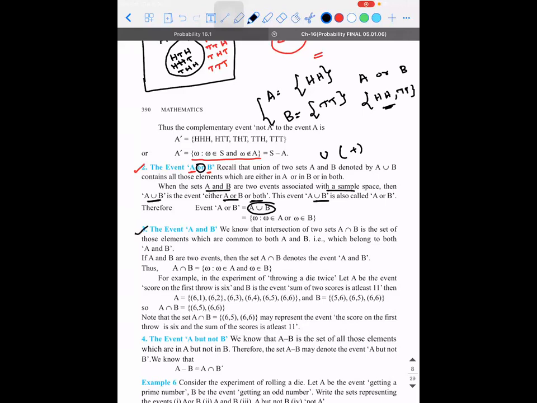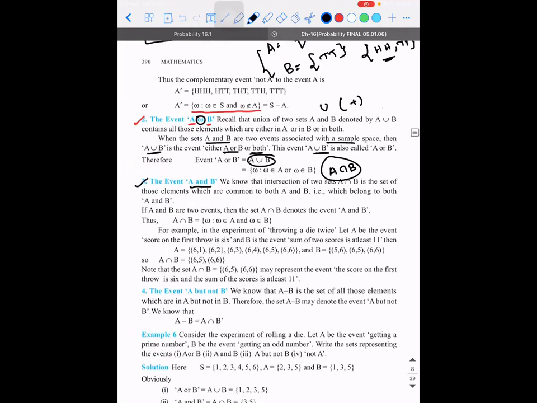Similarly, the next event that we are going to have is A and B. And means? Intersection. That is, you will take the common points. And is intersection. So we know that the intersection of 2 sets, A intersection B, is a set of those elements which are common in both A and B. 'And' is the keyword here. That is, which belongs to both A and B. It is put between inverted commas because of the term and.